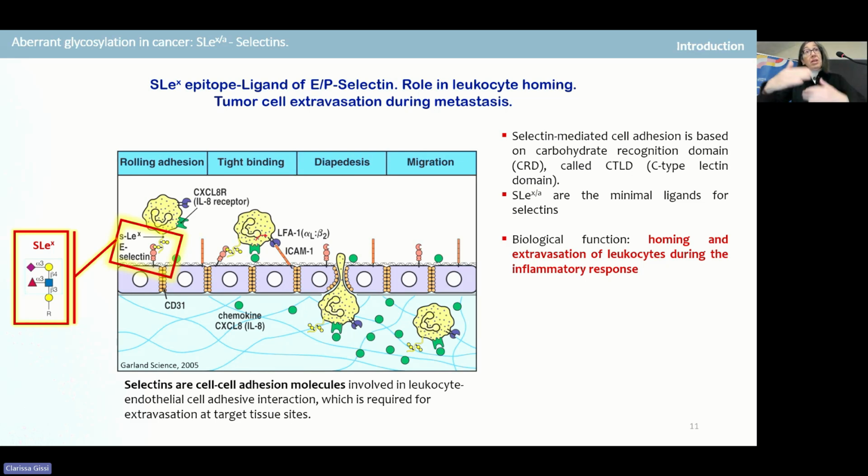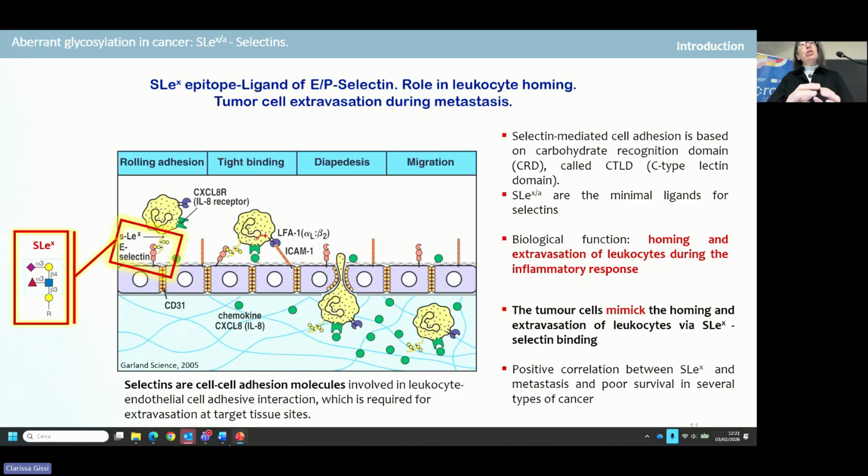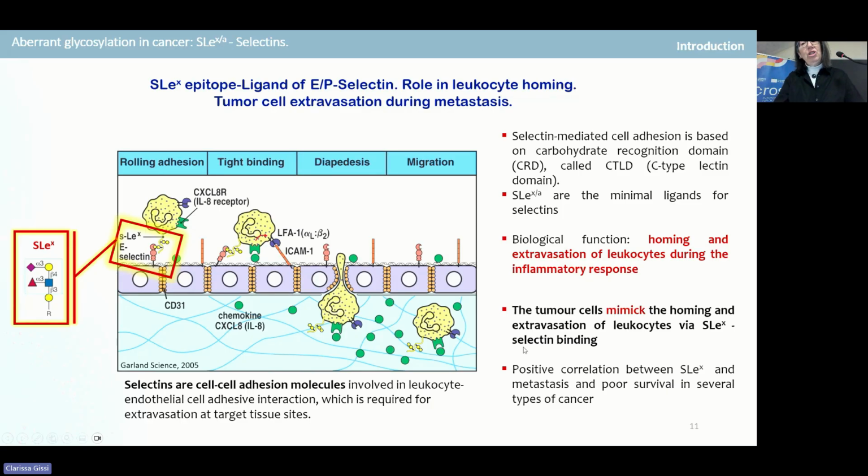This process is mimicked by the tumor cells, and the tumor cells that express sialyl-Lewis X and also sialyl-Lewis A have this advantage, and there is a positive correlation between the expression of these antigens and metastasis, and also poor survival in several types of cancer.